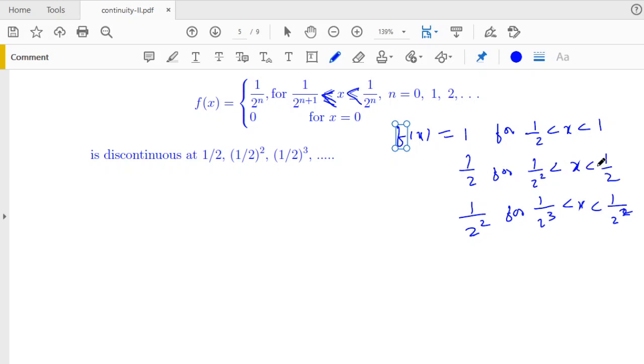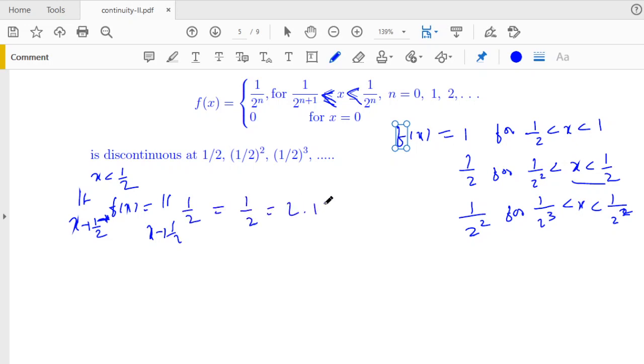Now check the continuity at x = 1/2. Therefore, check the left hand limit at x = 1/2, the limit as x goes to 1/2 minus of f(x). When x approaches from the left side, that means x is less than 1/2. When x is less than 1/2, f(x) = 1/2. Therefore, the limit as x goes to 1/2 of f(x) equals 1/2. This is the left hand limit.